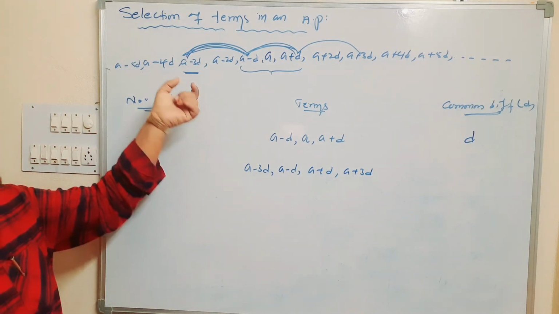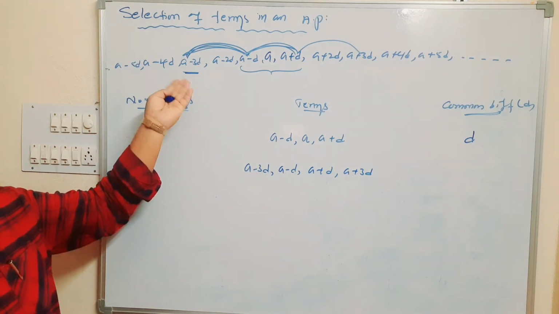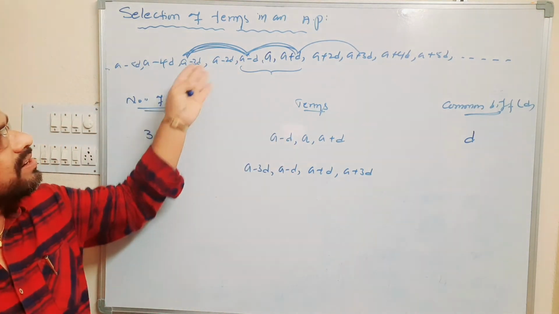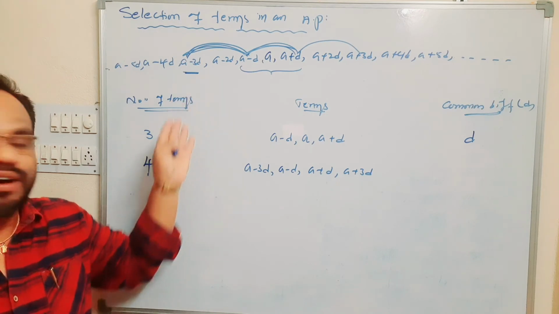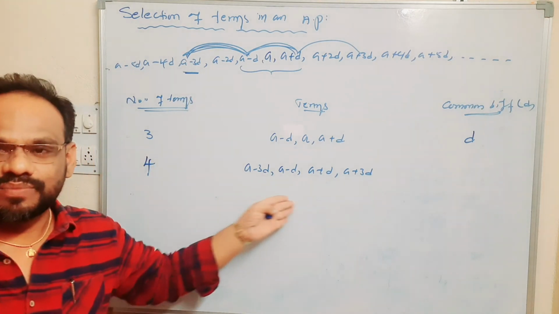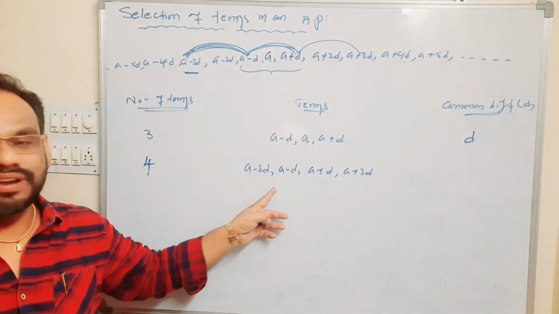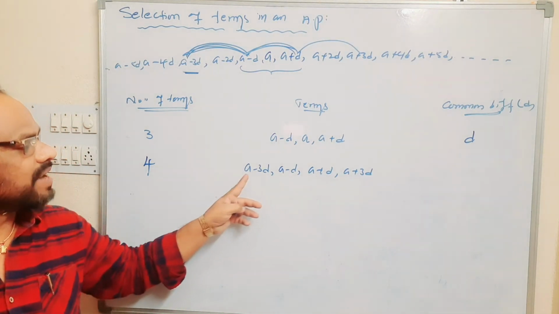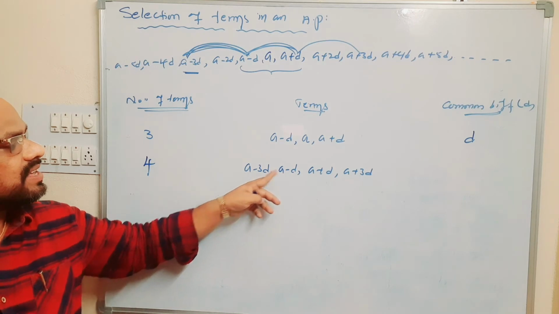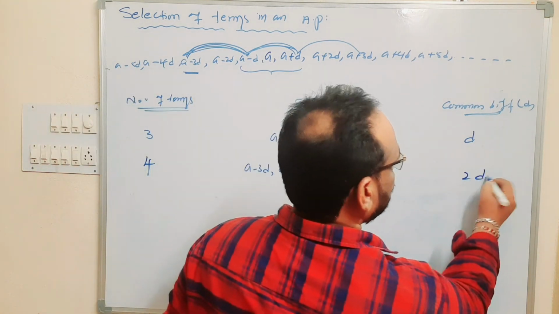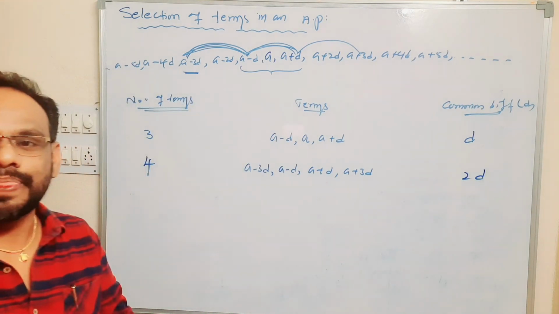We know that if you select terms at a regular interval in an arithmetic progression, then they also form an arithmetic progression. So these are also in an arithmetic progression. What is the common difference here? A plus d minus a minus d, the a's get cancelled, and 3d minus d is nothing but 2d. 2d is the common difference.